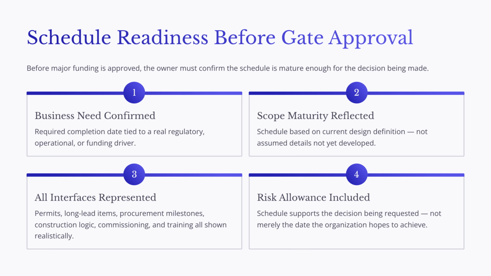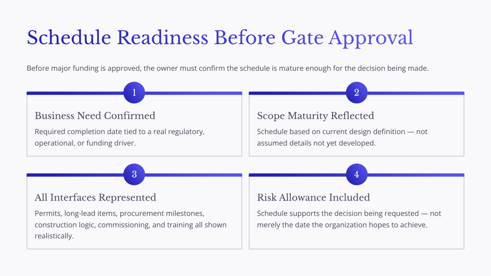First, the required completion date should be tied to a real business, regulatory, operational, or funding driver. The schedule should not be based only on a preferred or politically convenient date. Second, the schedule should reflect the current level of scope definition. It should not assume design details that have not yet been developed.